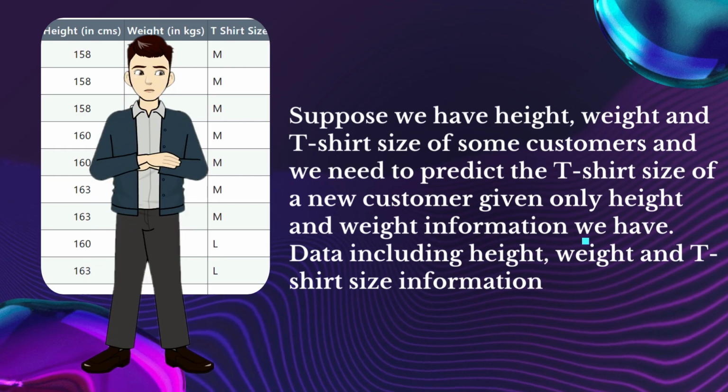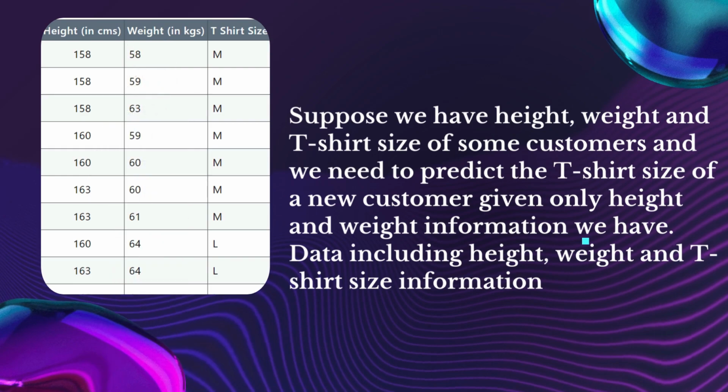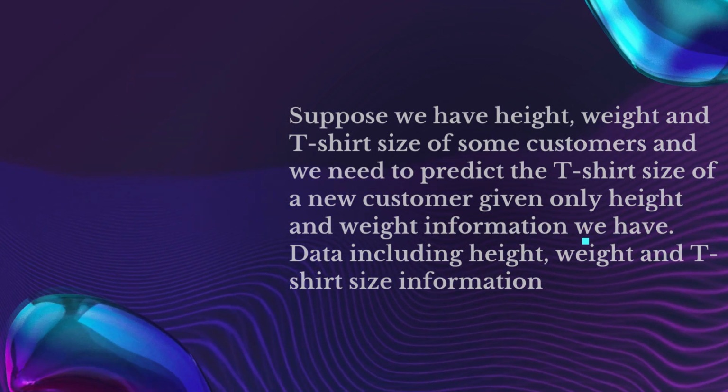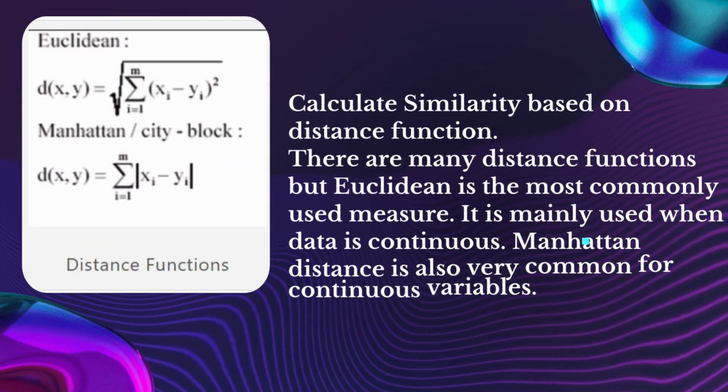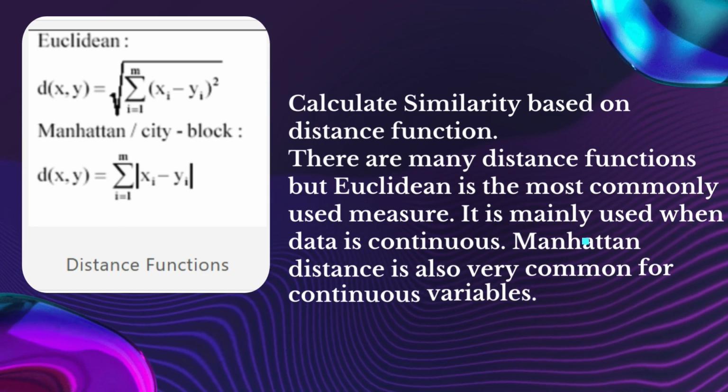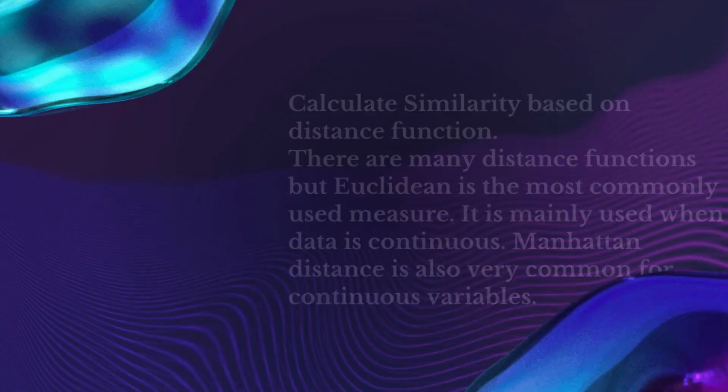Peter G, how can we predict the size of the t-shirt when the data given is only the height and the weight? Well, that's a good question. Here, we can calculate similarity based on a distance function. There are many distance functions, but Euclidean is the most commonly used measure. It is mainly used when data is continuous. Manhattan distance is also very common for continuous variables.